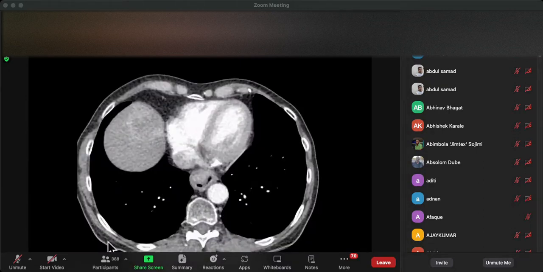Okay, what have we got here? One slice. Esophageal mass, and what about the liver? Yeah, there's a heterogeneous liver mass just here. So we've got esophageal cancer with liver mets.